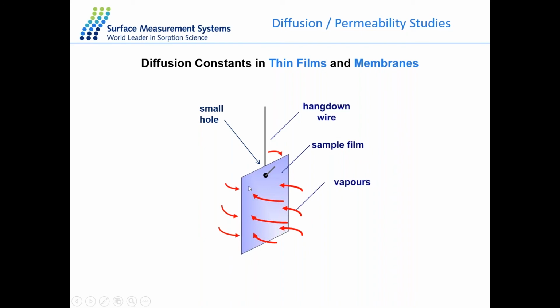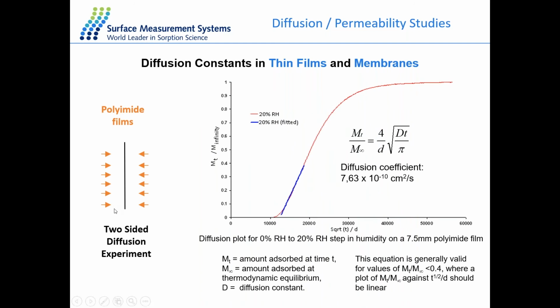So in this case, both sides of this film sample will be exposed to the vapor molecules, and we can perform this two-sided diffusion experiment on the sample. We can start the experiment from 0% RH and then expose the sample to a certain relative humidity. For example, here it is 20% RH.